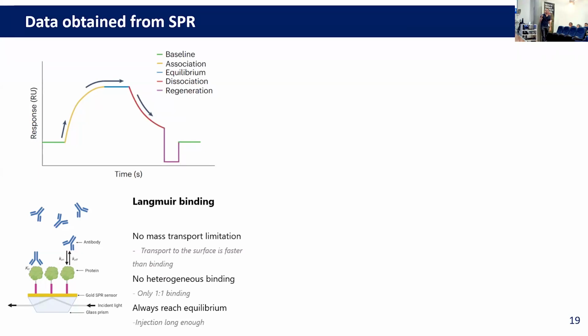Okay. As I was telling you, we have in here the baseline. After, when we start injecting and the molecules start to bind, we have the association until we reach the equilibrium. And then when we wash with buffer and the molecules are released, we have the dissociation. We can later have, or not, regeneration, in which we also clean the bound molecules from the ligands, in order to start fresh for another experiment. Okay.